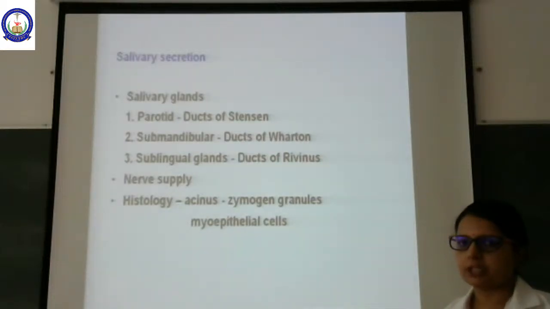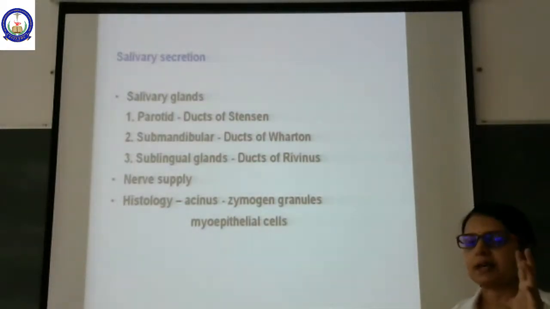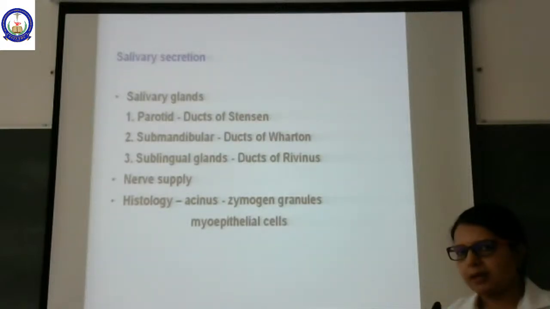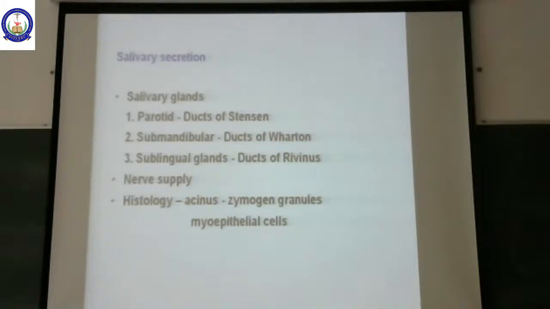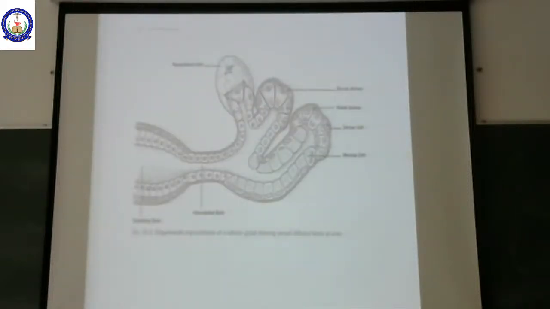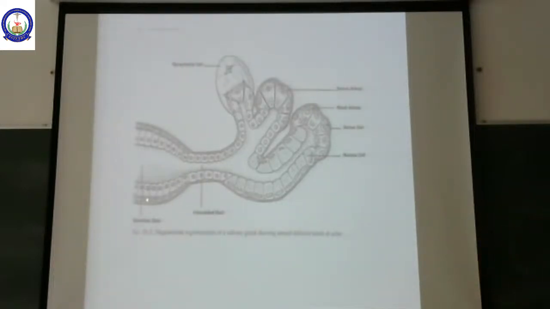Once the juice is secreted in the acini, it is thrown out into the duct with the help of myoepithelial cells. These myoepithelial cells are contractile in nature. They help in releasing the secretion of the salivary juice into the oral cavity through the duct. So this is the histological picture of any salivary gland you take.